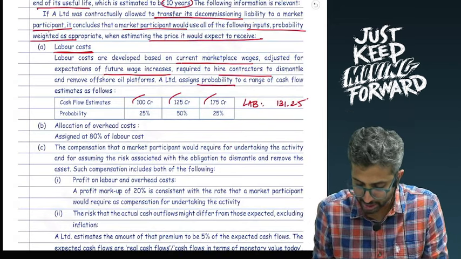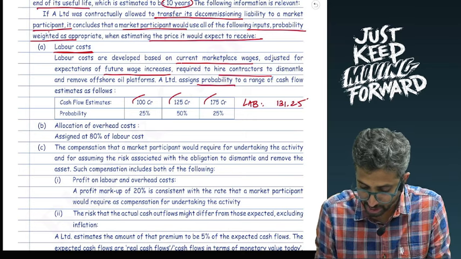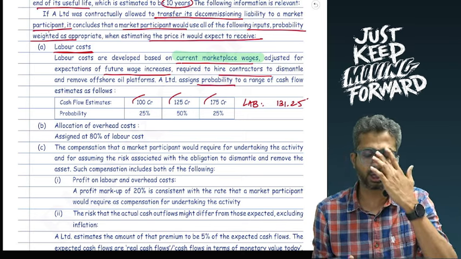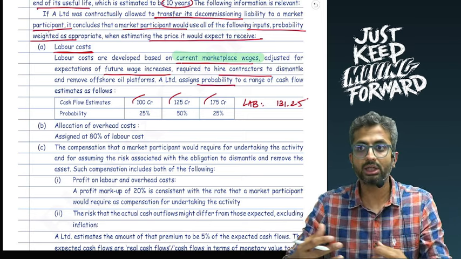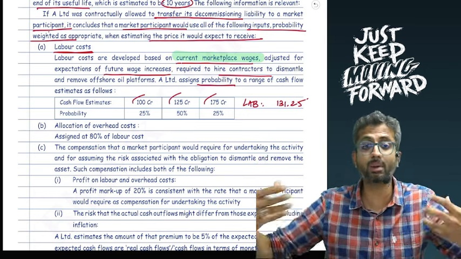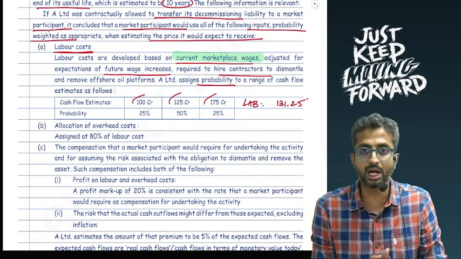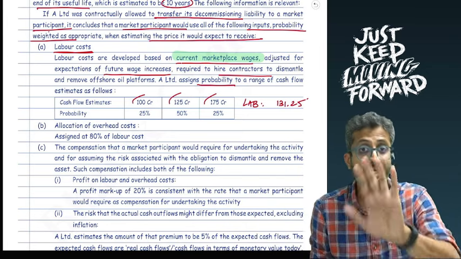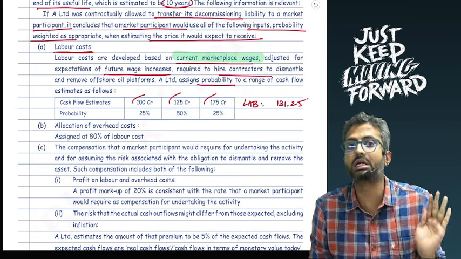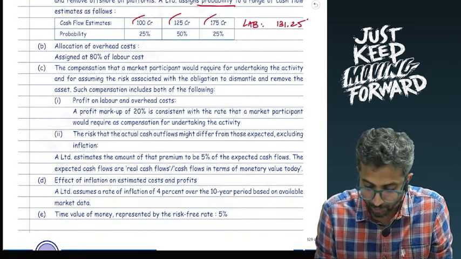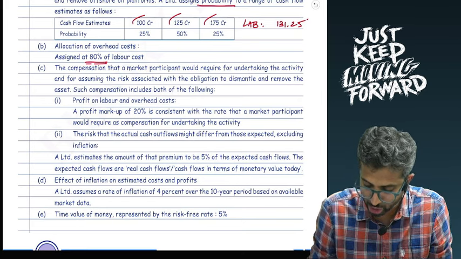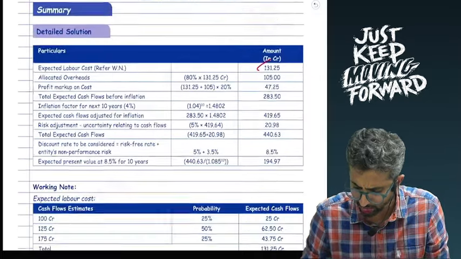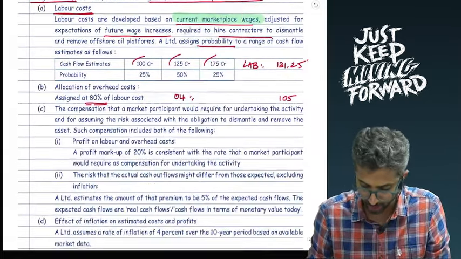Now the problem over here is the way it is given, it is current marketplace wages. So it seems to be the wages today, adjusted for expectation of future wage increases, maybe like developers. Even if there is no inflation, we are expecting that developers, skilled developers, will be much more needed. So even if the inflation is zero, probably their wages will increase. So what is given over here, at least when you see the entire question, appears to be the current marketplace wages. Allocation of overhead cost assigned at 80%. So over here, overheads would be 80% of labor. So this is probably around 105 rupees, 80% of 131.25.